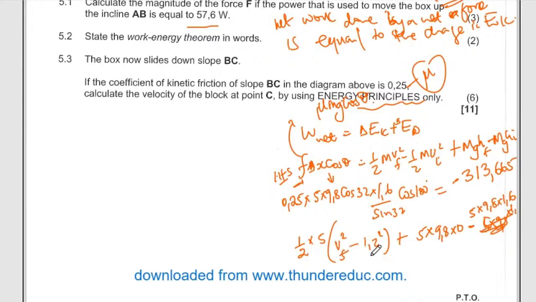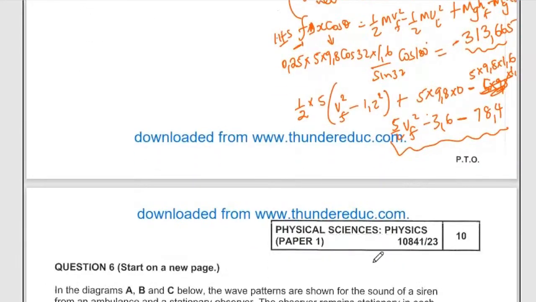So when I simplify this, I'm having 5 over 2 VF squared. This is out, and I open this: what is 1.2 squared times 5 over 2? That gives me 3.6. So minus 3.6, then minus 5 times 9.8 times 1.6. I'm getting 78. So this is what I'm having by my right-hand side, and this is what I'm having by my left-hand side. Now it's time for me to compare the two sides.